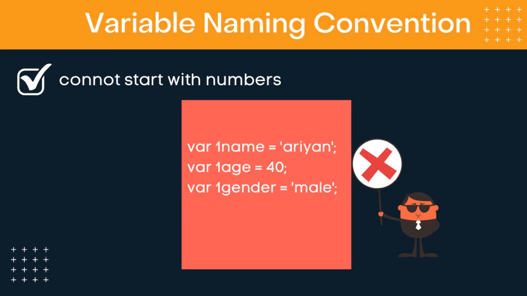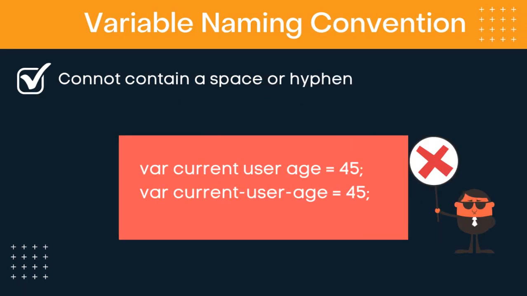And after that, a variable cannot start with numbers. You cannot start the variable with a number, like var 1name, var 1age, var 1gender as male. You cannot use this type of variable name. I hope friend it's very clear to you. You cannot start the variable name with a number. And then, it cannot contain a space or hyphen. That is very important. You cannot put any space in your variable name or any hyphen.